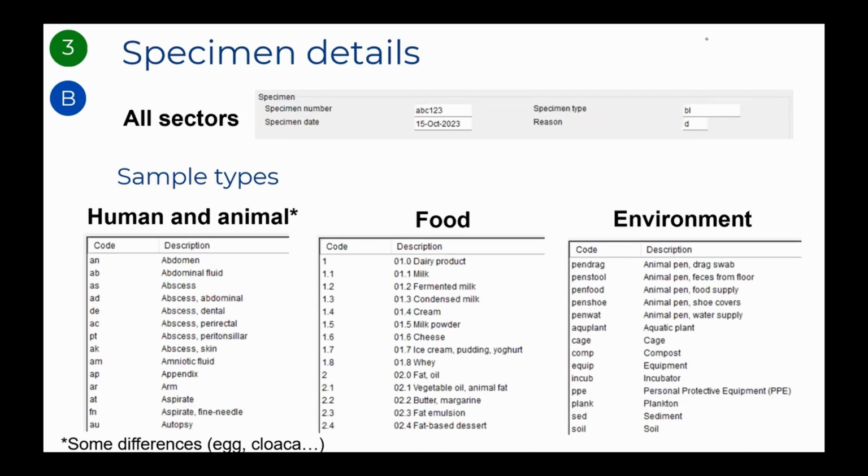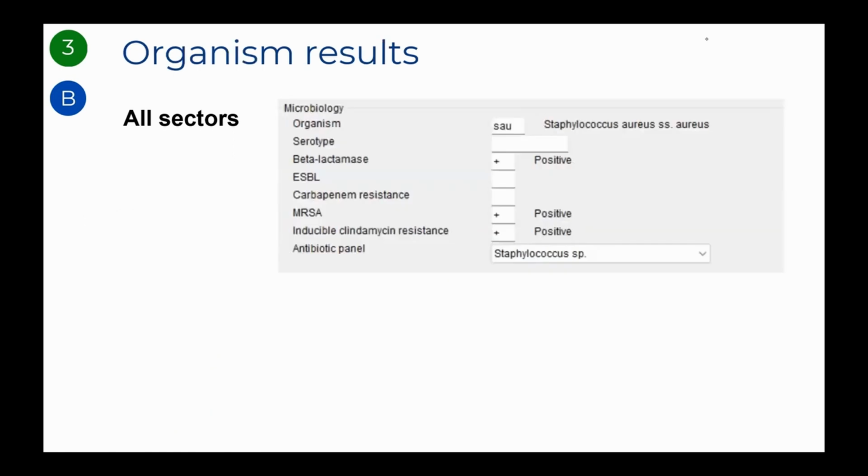Regarding different kinds of specimens, WHONET will present different lists depending on the sector. On the left, you see the different sample types from humans and animals. The two lists are almost the same. In the middle, you see the different food categories, and on the right, different types of environmental samples. You can then proceed to enter organism results.